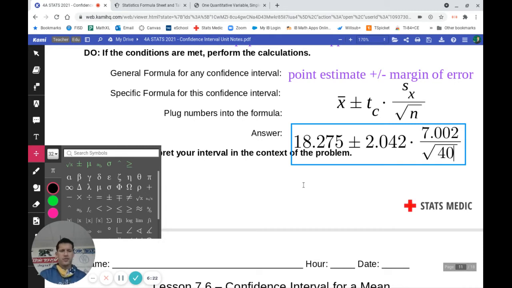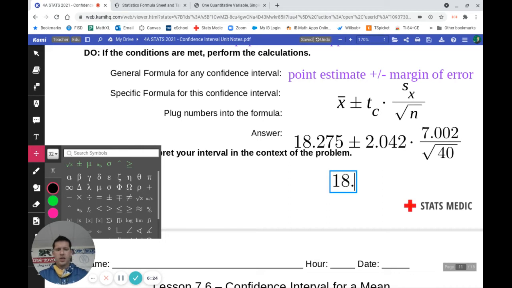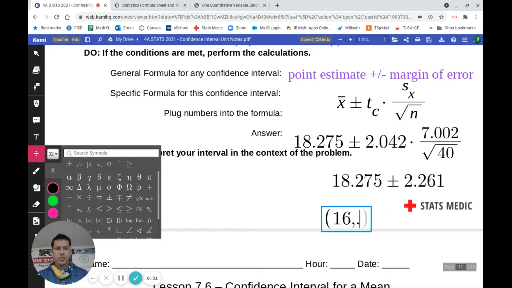So that will give us 18.275 still, plus or minus 2.261. And so I'll add and subtract that. So 18.275 minus 2.261, and then plus 2.261. So we get a confidence interval of 16.014 to 20.536.